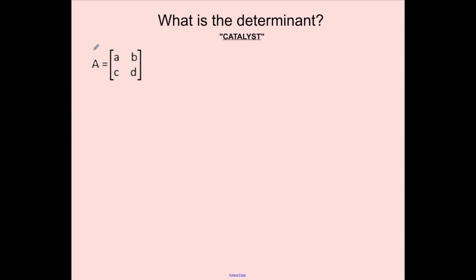So here's our matrix A. We want to find the determinant. This is the way you might see it. You'll either see it as this, the determinant of A, or they'll say this. It looks like absolute value signs, but it's not. It just means determinant of matrix A. To find the determinant, we take A times D minus B times C. That would be our determinant of A.